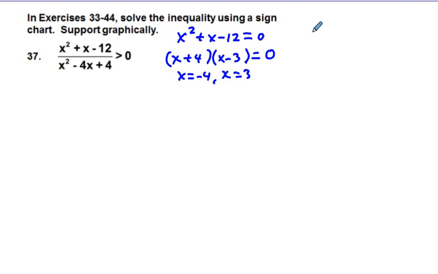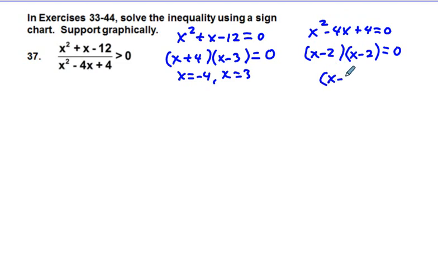Now for x squared minus 4x plus 4, the denominator, equal to 0, what we would have here is x and x, and we're going to have minus 2 minus 2. So this is going to be quantity x minus 2 squared equal to 0. Okay, so now we have a critical number here: x equals 2.